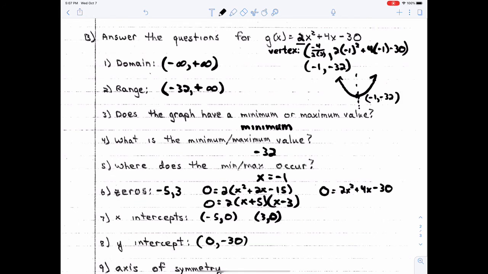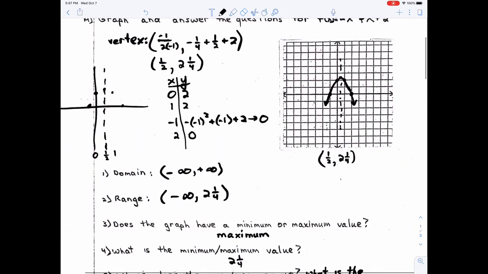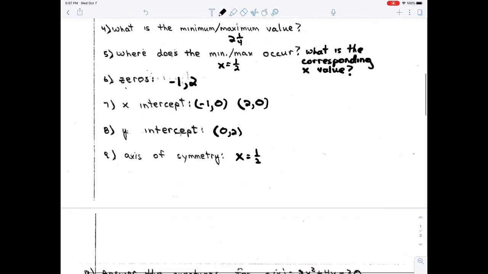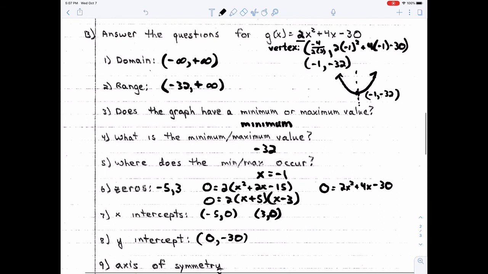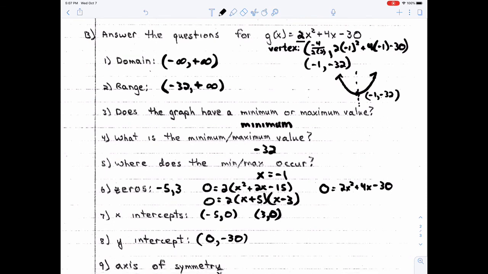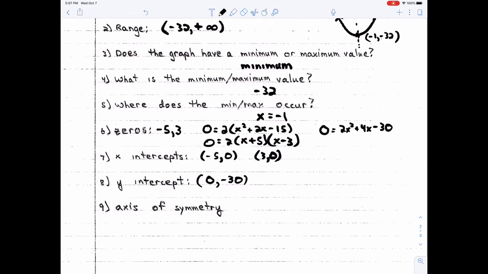So I want to point out something. Notice up here in this first problem, we graphed it and picked the answers off the graph. That's fine. Great. But you don't need to graph it. I just asked you to. But in B, I didn't. All you really need to do is vertex and which way it goes up or down. And then these other things you can just get straight from the equation. Axis of symmetry is x equals negative 1.